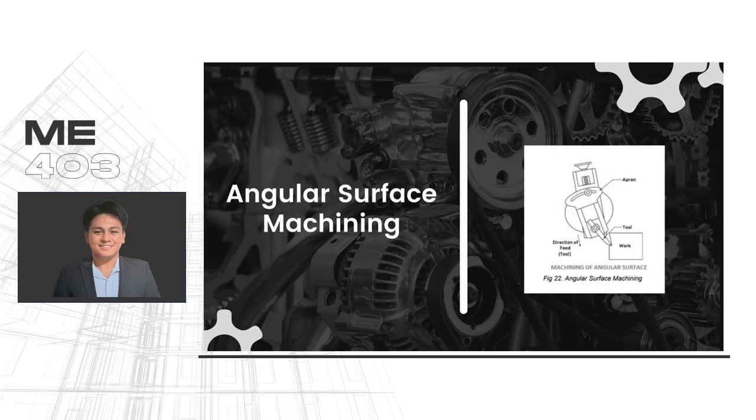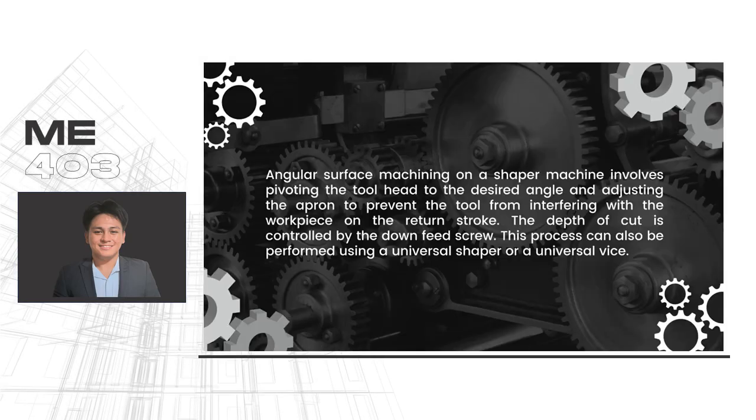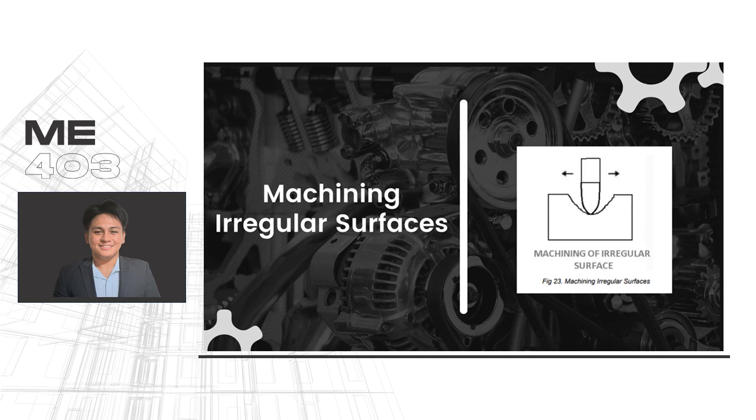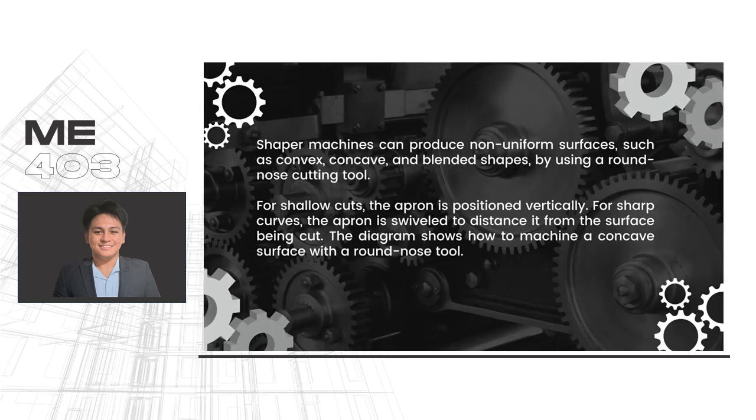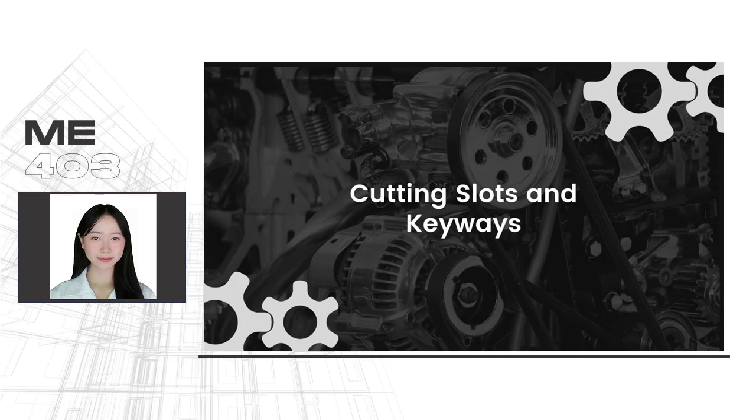Angular machining is for the tool head to achieve a desired angle. It is done by adjusting the apron to keep the tool from interfering with the workpieces. A universal shaper may also be used to perform this process. For irregular surfaces like concave, convex, and blended shapes, a round nose cutting tool is used. In addition, there are also cutting slots and keyways to be done on a shaper.